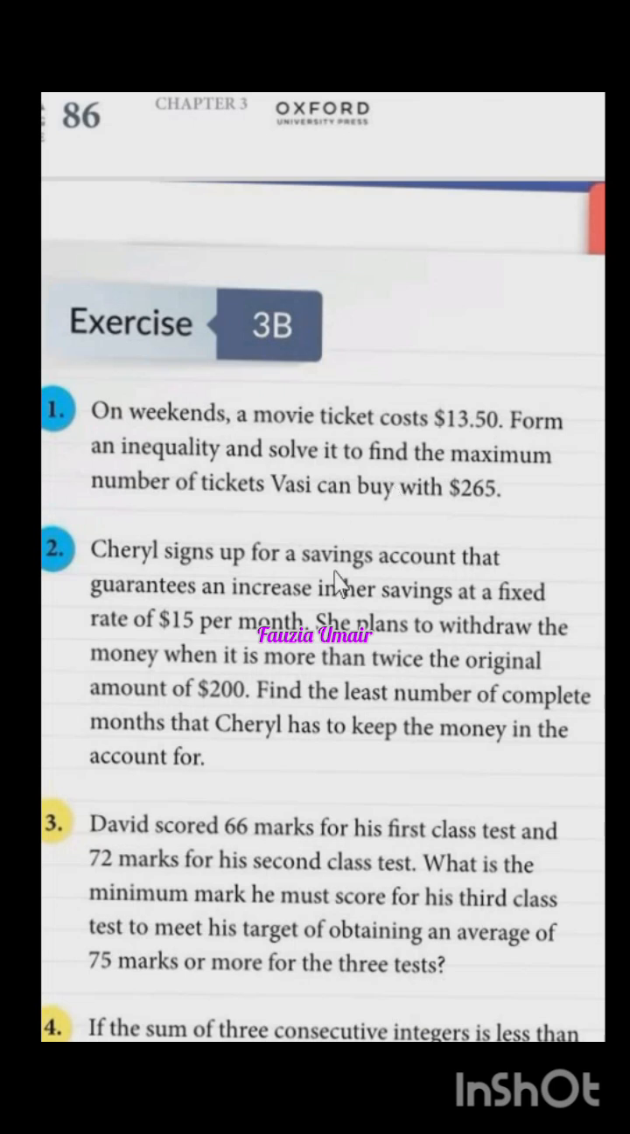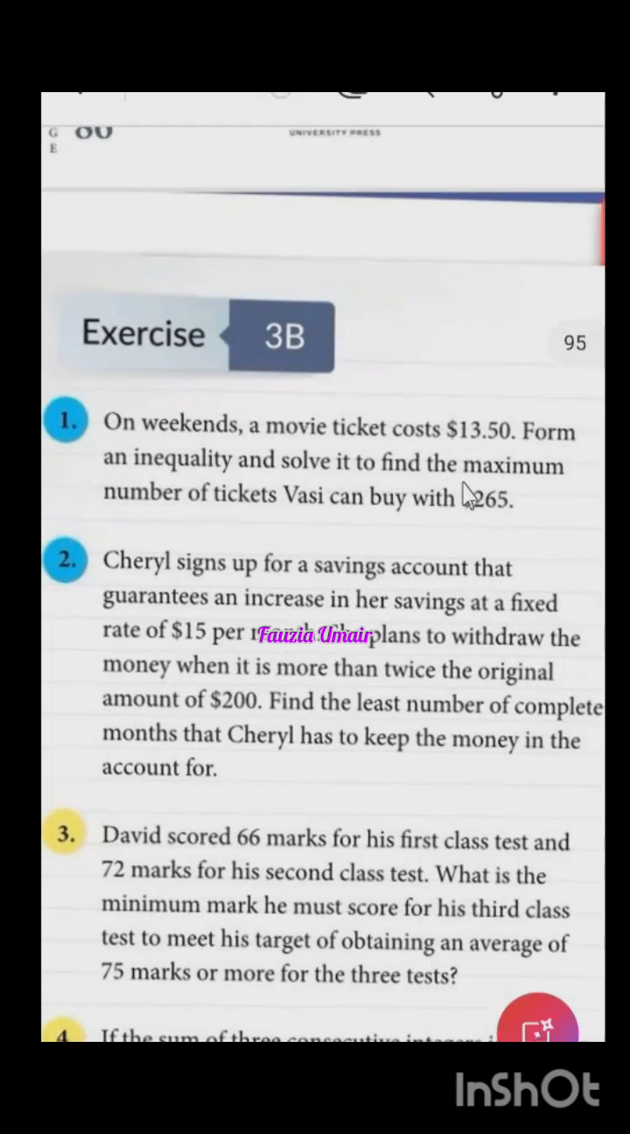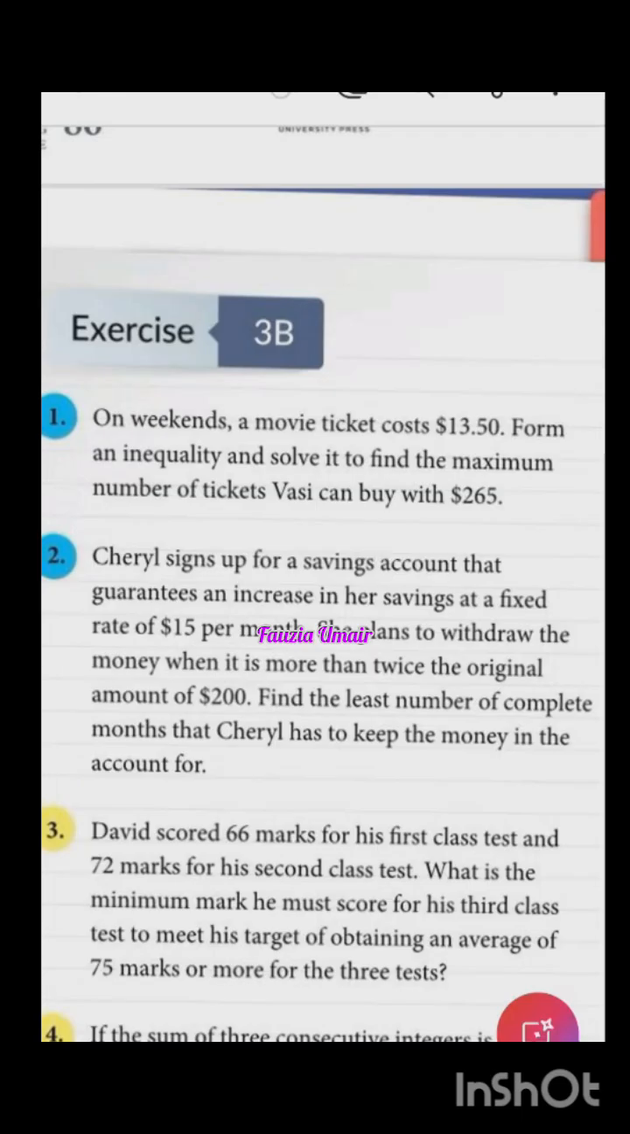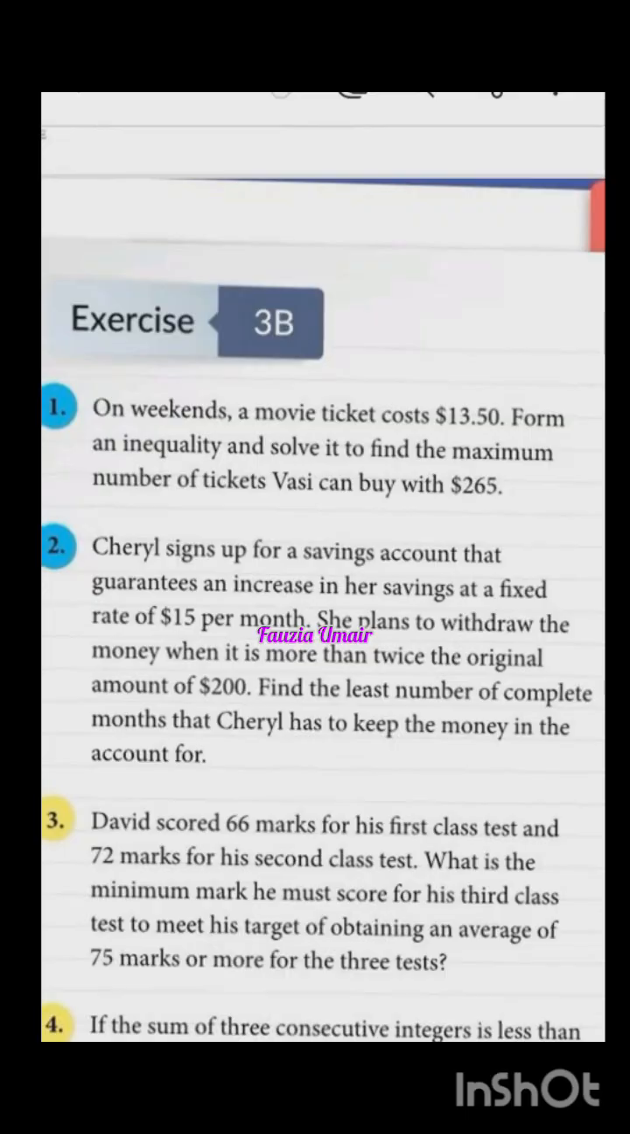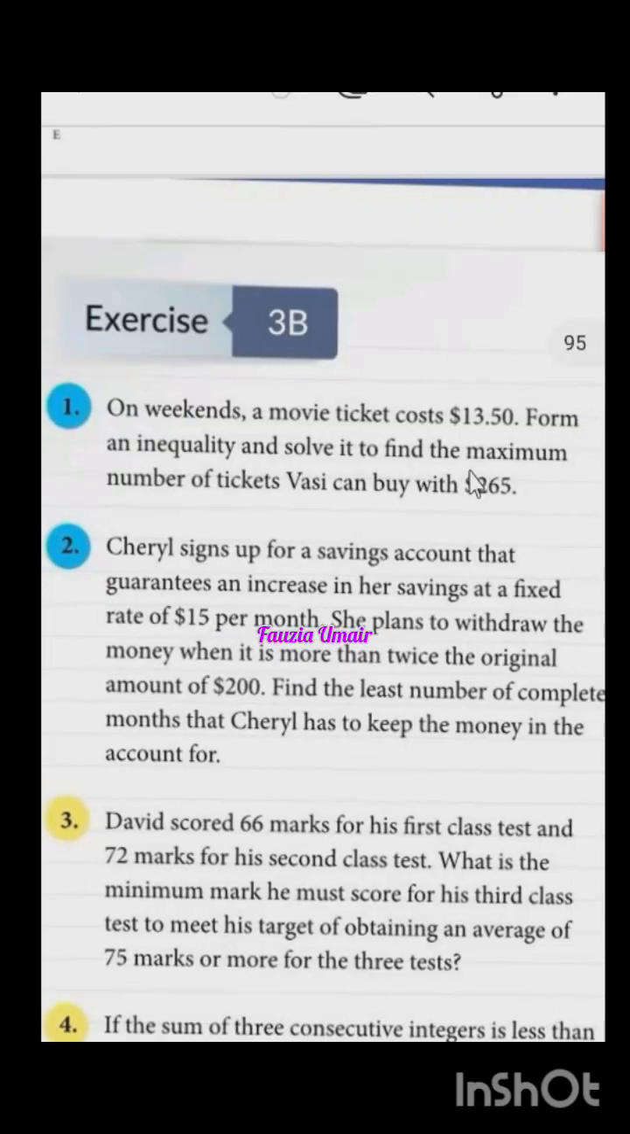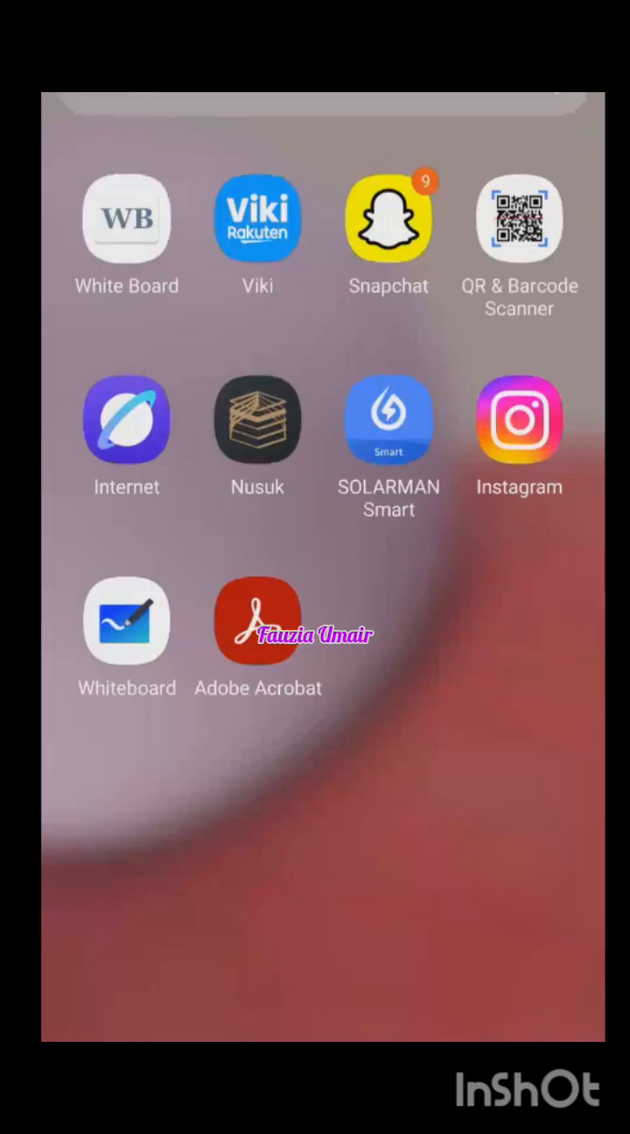So then what is the variable we need to suppose? The price of the ticket is given. So the unknown here is whatever is asked in the question. The unknown is the maximum number of tickets, that's right. So the number of tickets is basically the unknown. So let me open the whiteboard.